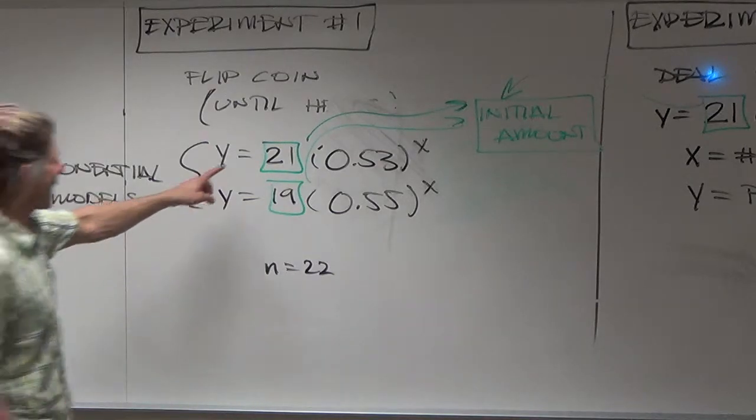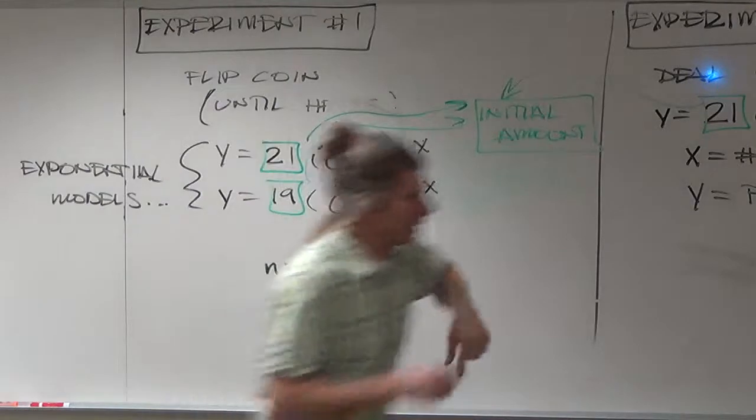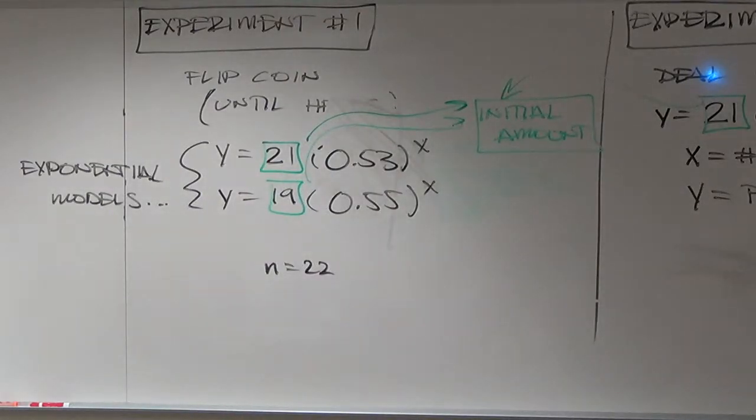So whatever that number is out in front, your TI calls it A, I think. Yes, that's the initial amount. This is A. Now the TI doesn't know there were 20 of us in the room, so it best fits it to 21.